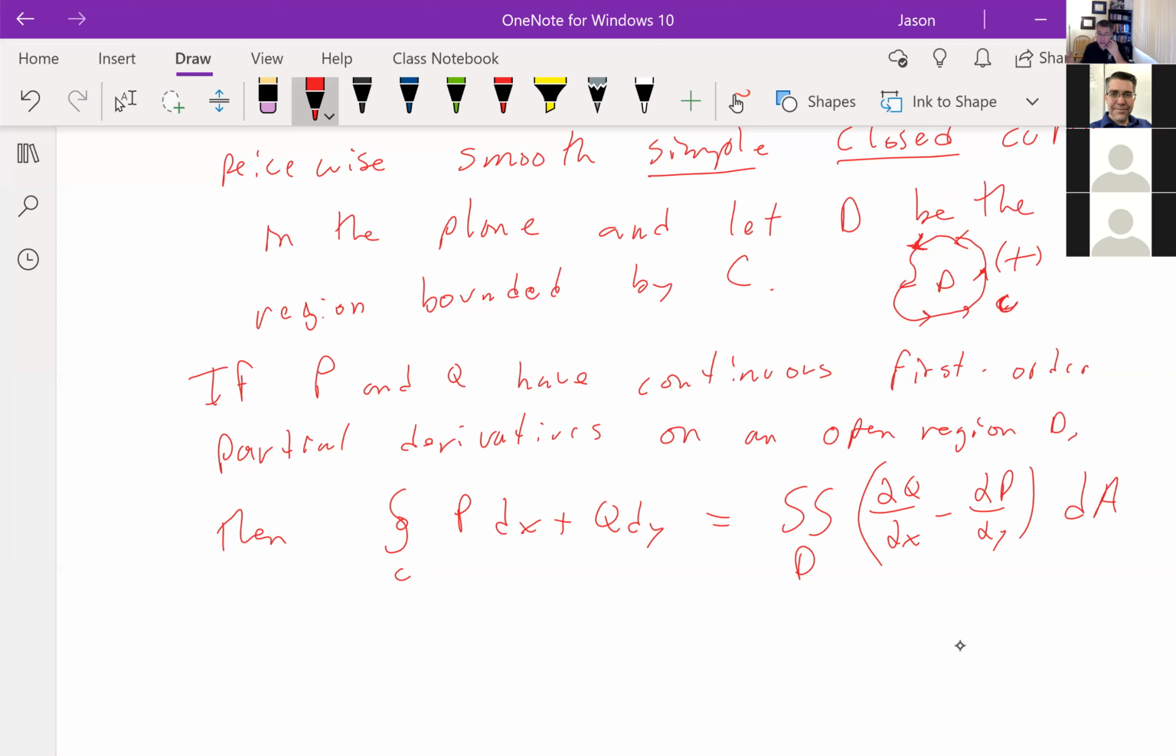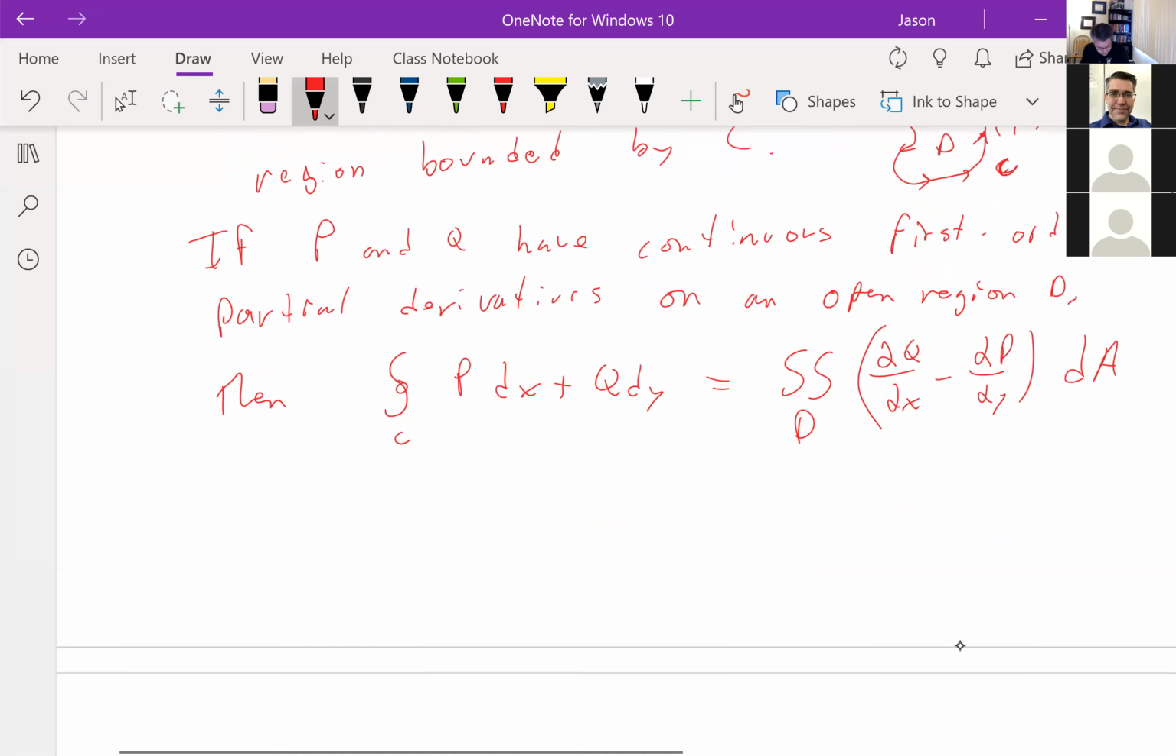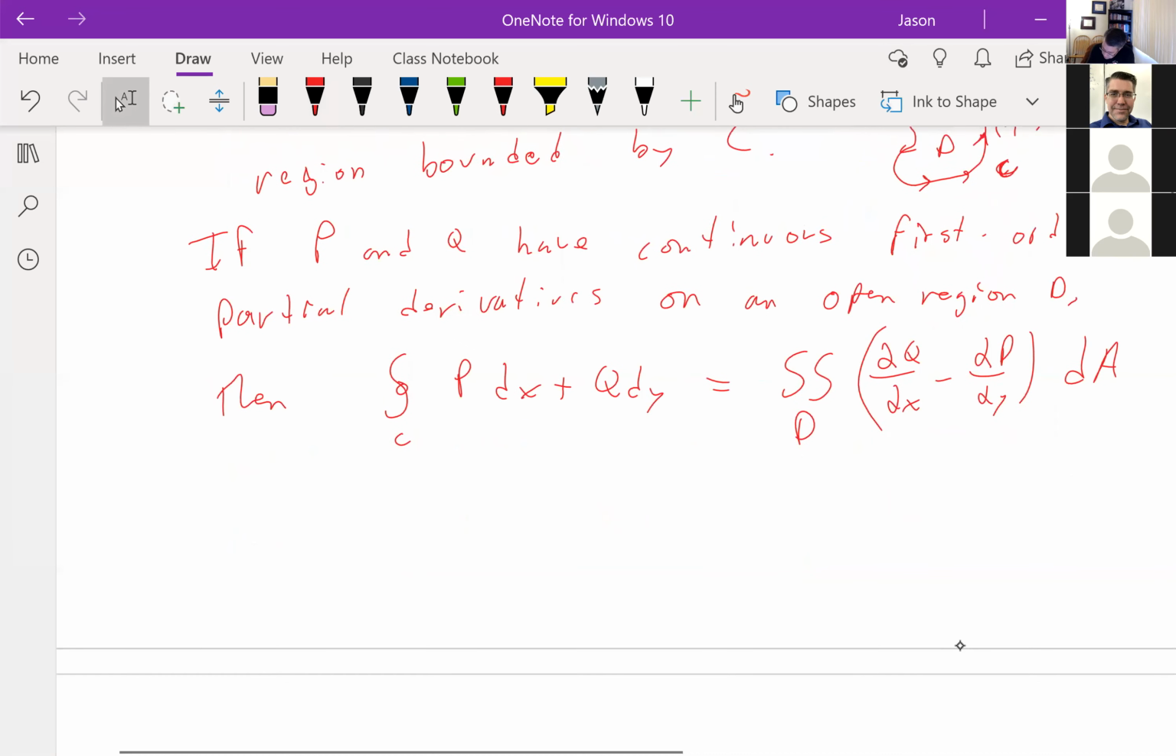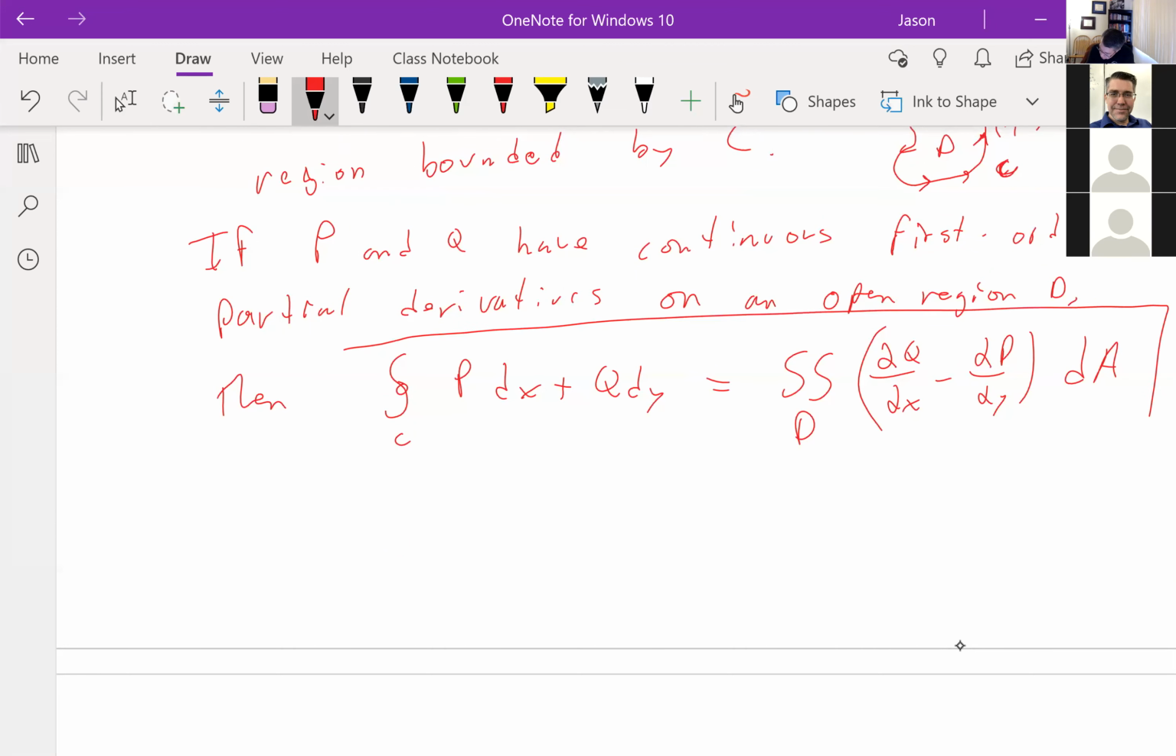So we can turn a line integral into a regular double integral. Well, that's nice. Sometimes the line integrals are really hard. Double integrals are a little bit easier. So let's use this. This is Green's theorem. We're going to use Green's theorem to find the double integrals, to find the areas.